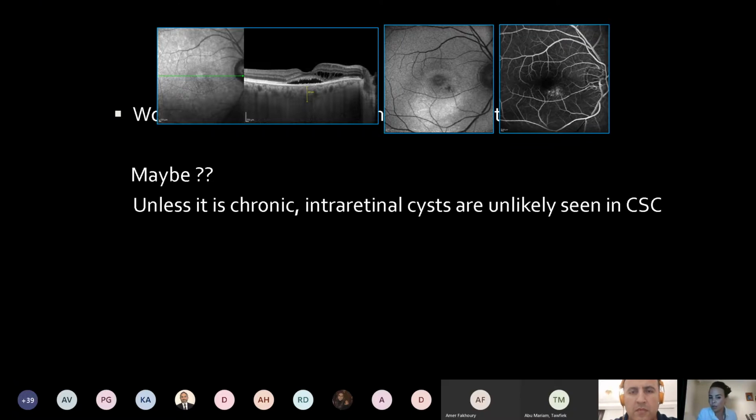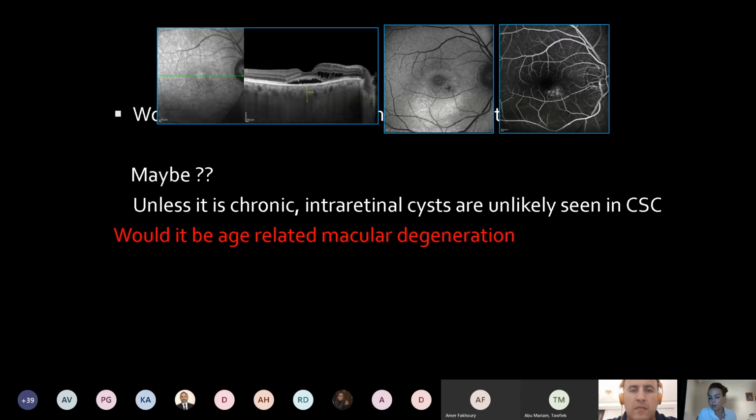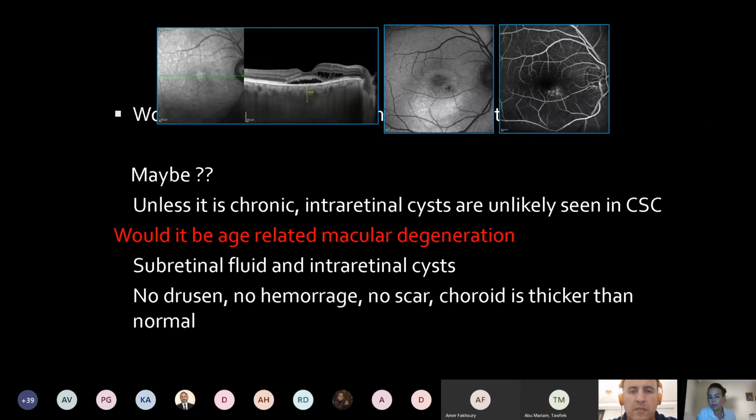However, unless it is chronic, intraretinal cysts are unlikely to be seen in central serous cases. However, the patient had an acute symptom, an acute decrease of vision in his right eye. Another possibility is age-related macular degeneration. Subretinal fluid and intraretinal cysts are likely seen in AMD, we all know that, but he doesn't have any drusen, no hemorrhage, no scar, no appearance of choroidal neovascularization under the RPE, above the RPE, etc. And the choroid is thicker than normal.